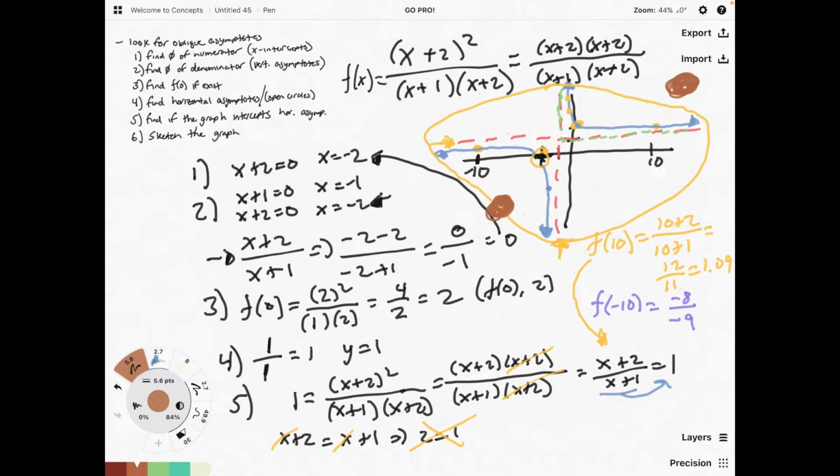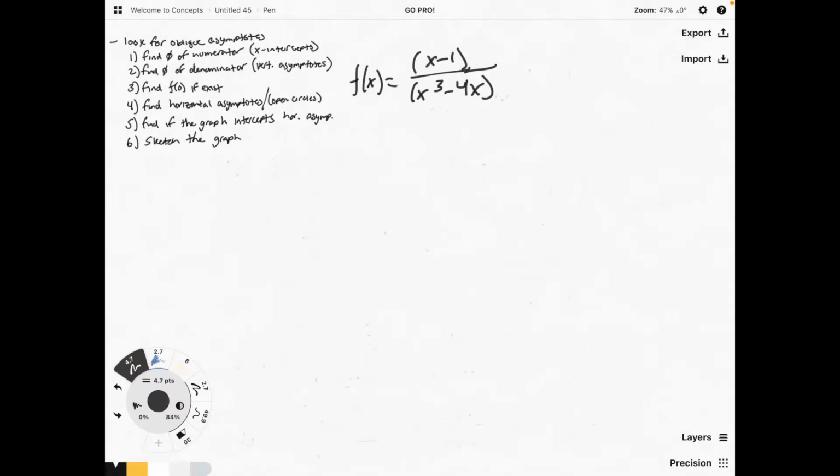All right, let's look at another example. Okay, the next problem is the function (x minus 1) divided by the quantity (x cubed minus 4x). And the problem asks us to sketch out the graph. What we first want to do is just factor to get it down to the least common term so we can more easily work with the problem.